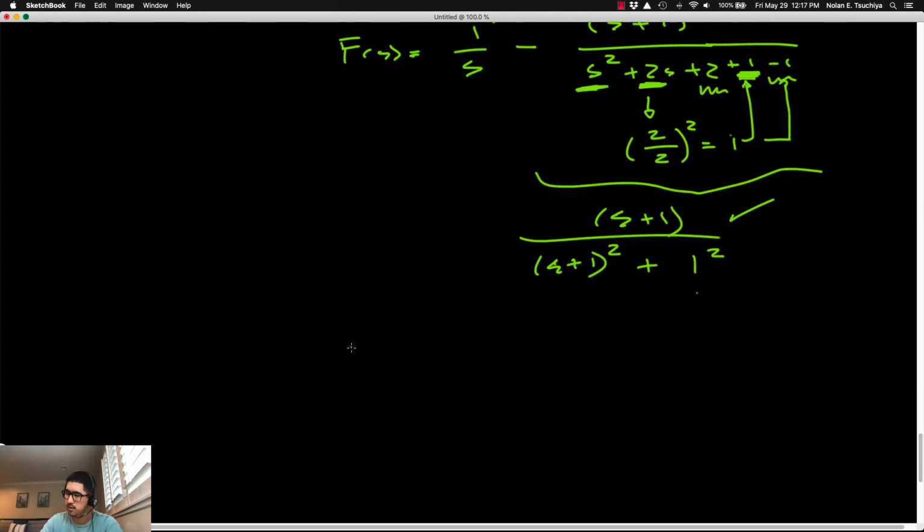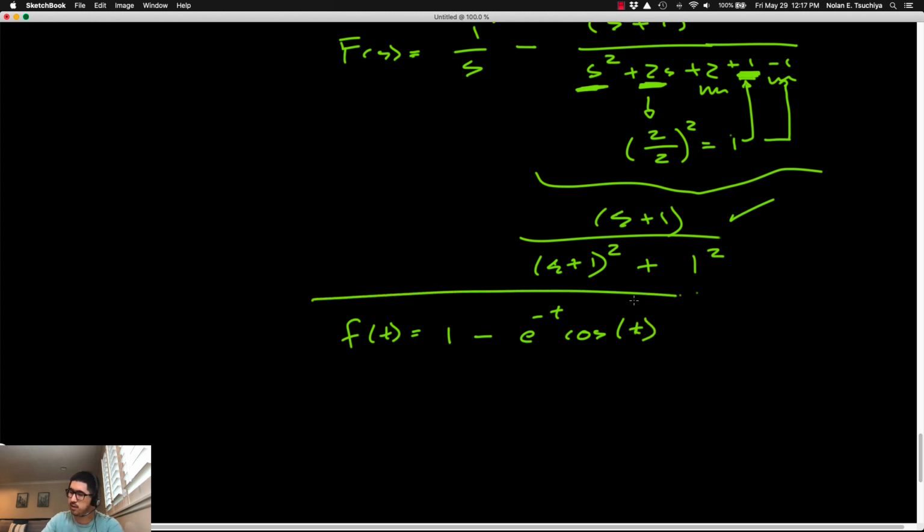And finally, I can get to little f of t is equal to the inverse Laplace of 1 over s is 1 minus, so the minus comes down, and then the inverse Laplace of this is e to the minus at, so a is 1, so e to the minus t cosine of 1t. And that becomes the inverse Laplace of the original S-domain function. Okay, that covers all of your bases.